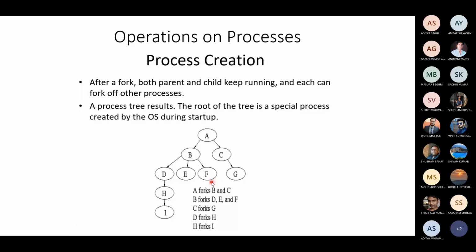See, that's what I told. A is a process that is created by the operating system during startup. The root of the tree is A. That's what I have clearly written here. The root of the tree is a special process created by the operating system during startup. Once the operating system is loaded in your machine, at that time so many processes come into execution. Each process can create a branch of the tree by forking other processes.